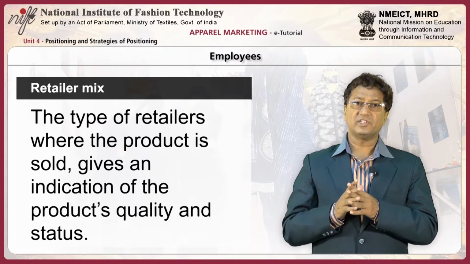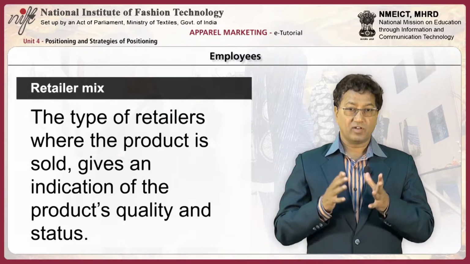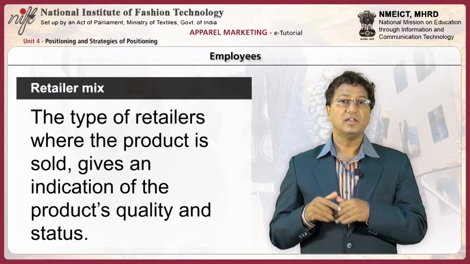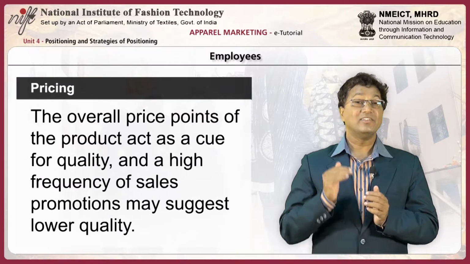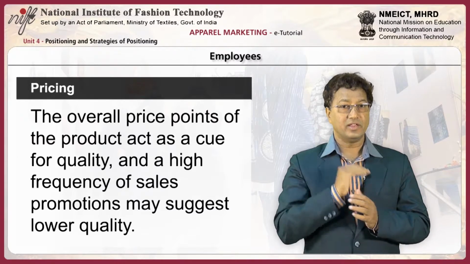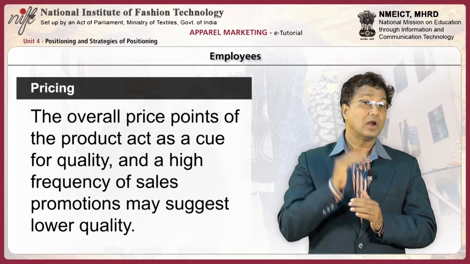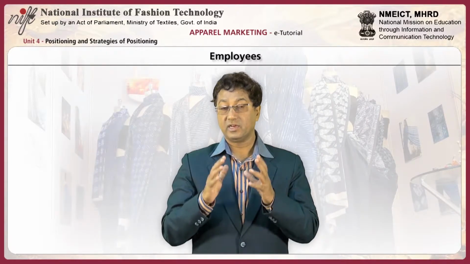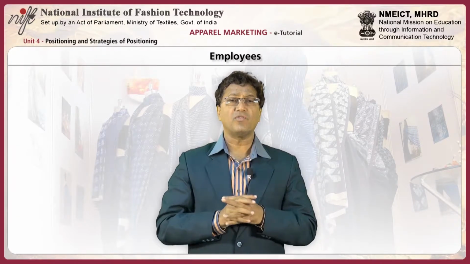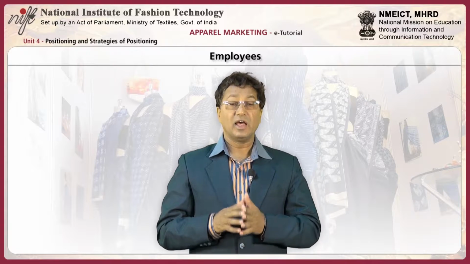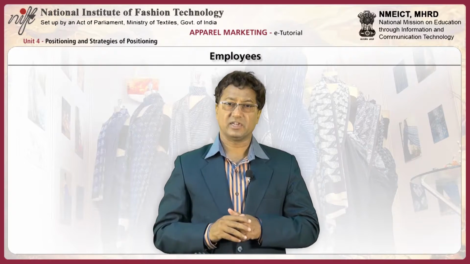The type of retailers where the product is sold gives an indication of the product's quality and status. The overall price points of the product act as a cue for quality, and a high frequency of sales promotions may suggest lower quality. Hence, the retailer or marketer has to be very careful. The cumulative perception of all these information sources results in the company's image in the mind of the target customer.